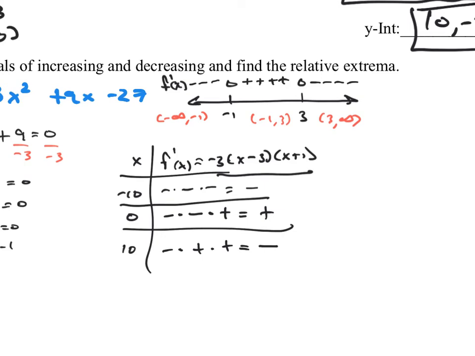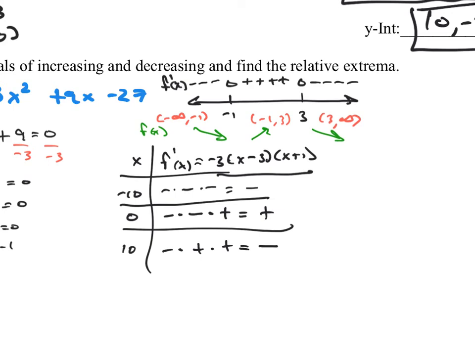So why do I care about this? This tells me about my original function f of x. Where my derivative is negative, I know my function is decreasing. Where my derivative is positive, I know my function is increasing. Because the domain is negative infinity to infinity, I know these critical values are in the domain of the original function, which is the first part of needing to be a relative extrema. It has to be in the domain.